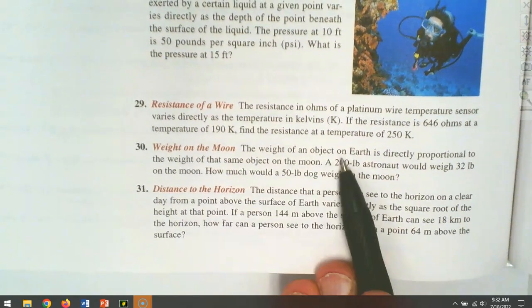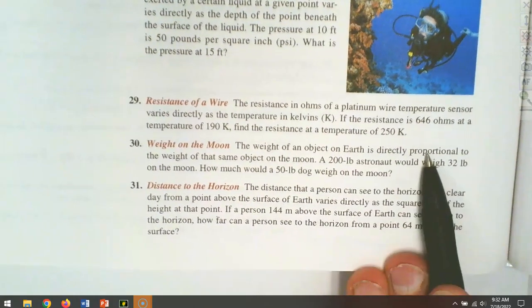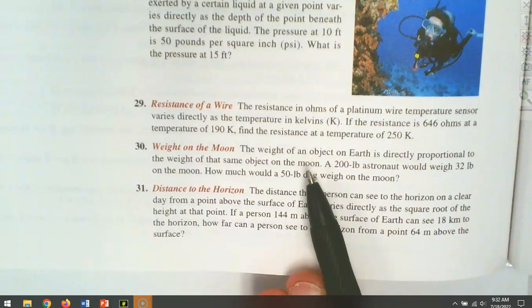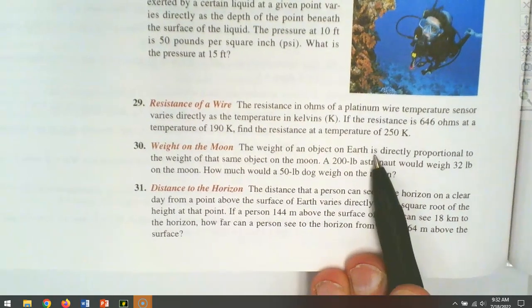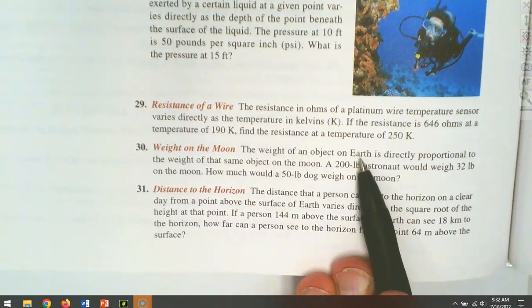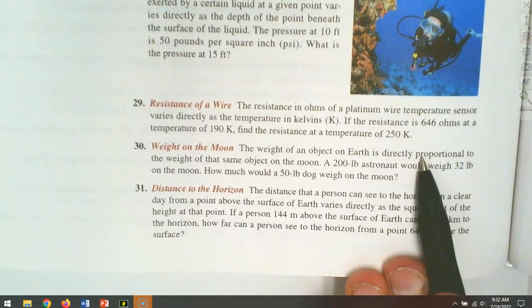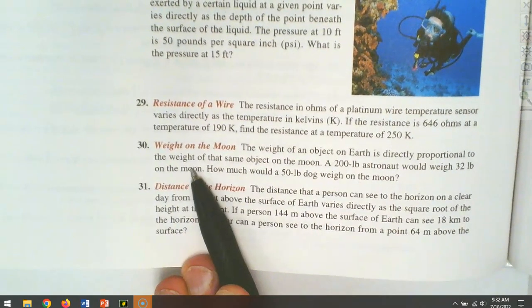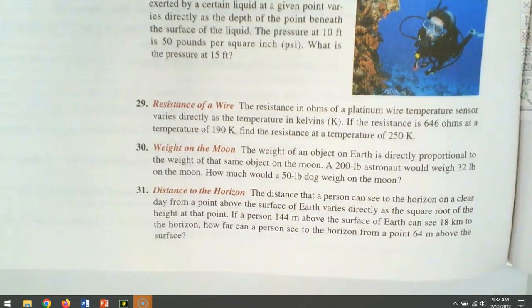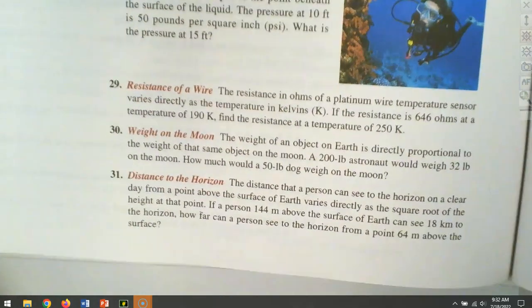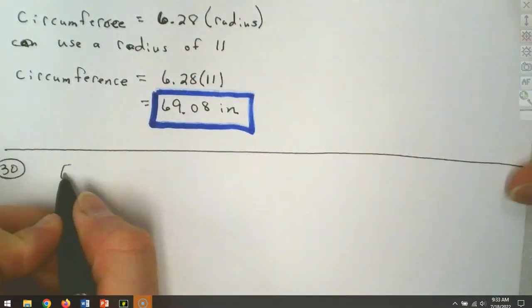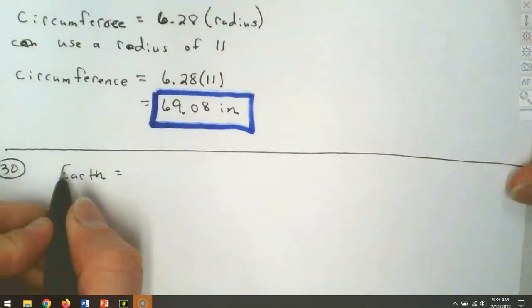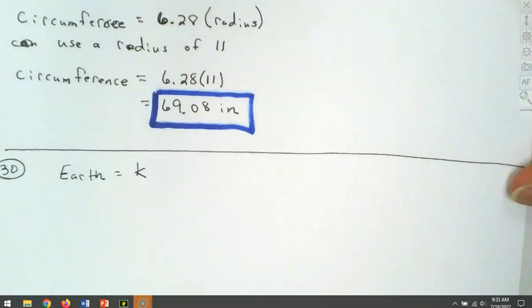So the weight of an object on Earth is directly proportional to the weight of the same object on the moon. So Earth is the first one listed. Now, "is" means equals. So when we read this, the first one we see is Earth. Is means equals, directly proportional. So that means we have a K involved. I always like to write it out with words so we understand what these pieces mean. So the weight of the object on Earth is, meaning equals, directly proportional, so that means we have a K here, to the weight on the moon.